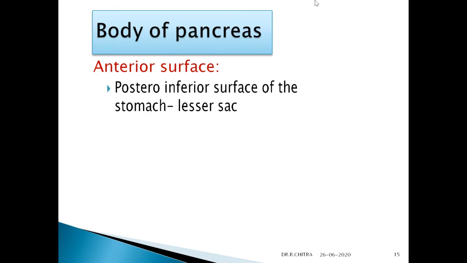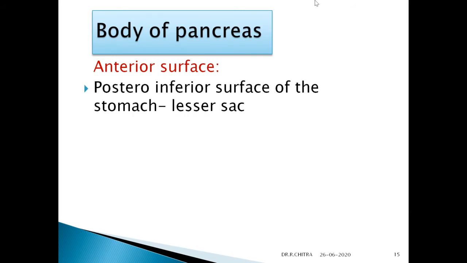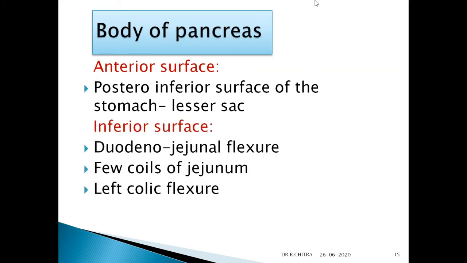Anterior surface. So this is the surface which you learnt in the stomach bed. It is related to the postero-inferior surface of the stomach, forming the stomach bed behind the lesser sac. Inferior surface, it is easy. What will be below the inferior surface? Duodenojejunal flexure, coils of jejunum and left colic flexure.